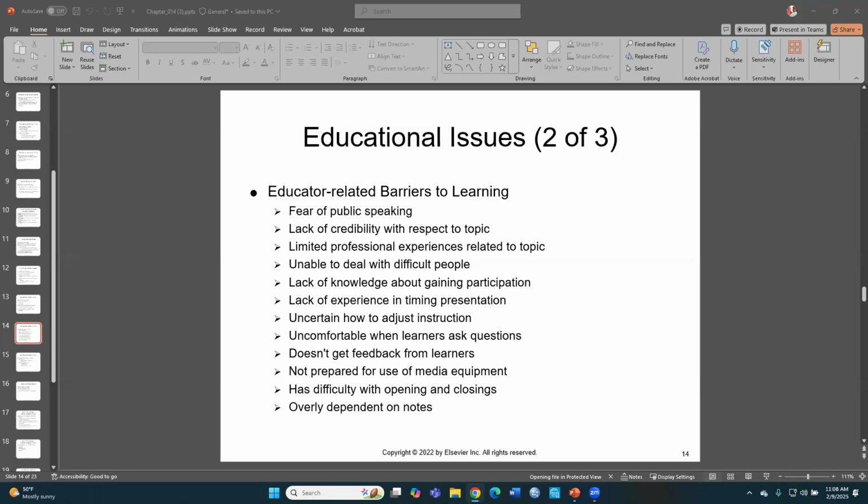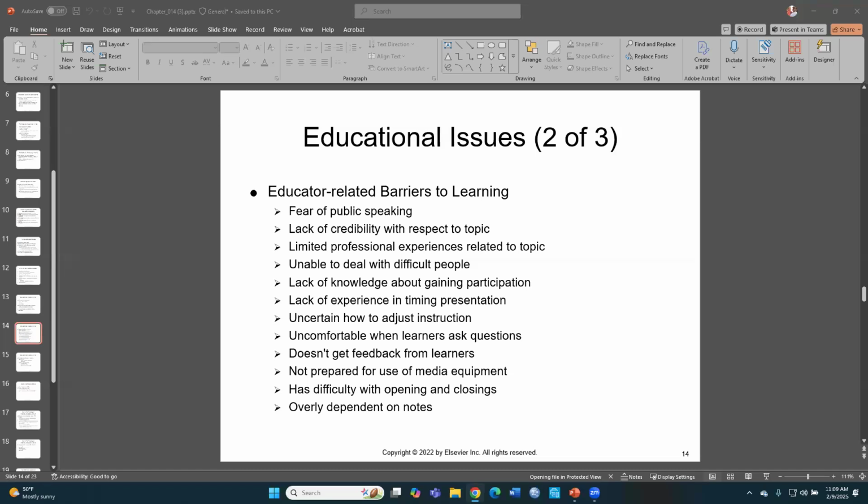Inability to deal with difficult learners, basically is to confront the problem learner directly. Humor, fostering participation of shy people. If the other people are disruptive, ask them to give others a chance. Lack of knowledge about how to gain participation. This is where those open-ended questions come into play. You could even call on people, invite participation.